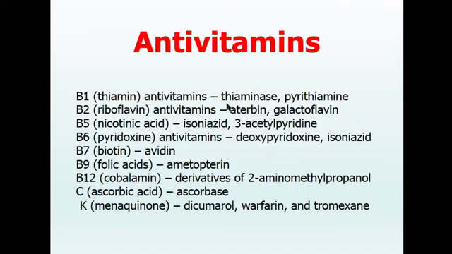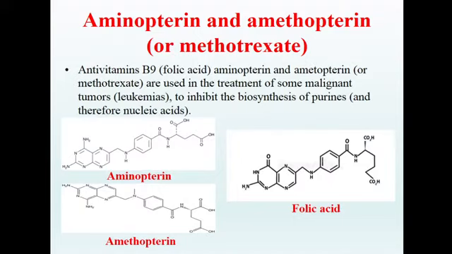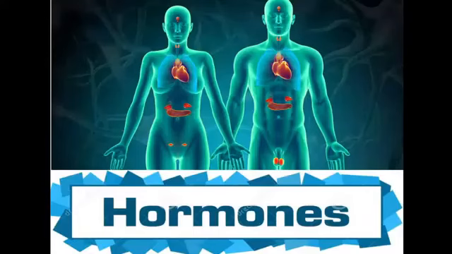Here you can see on this picture the names of popular antivitamins for different vitamins. Here I already told that these are antivitamins for vitamin K, which are widely used for treatment of massive thrombosis, for example, because they are anticoagulants. And this is aminopterin and ametopterin, methotrexate, antivitamins for folic acid. You see, they have similar structures, and they inhibit purine synthesis and in such a way inhibit cell division, the uncontrolled cell division when we talk about cancer tumors. That's all about vitamins.